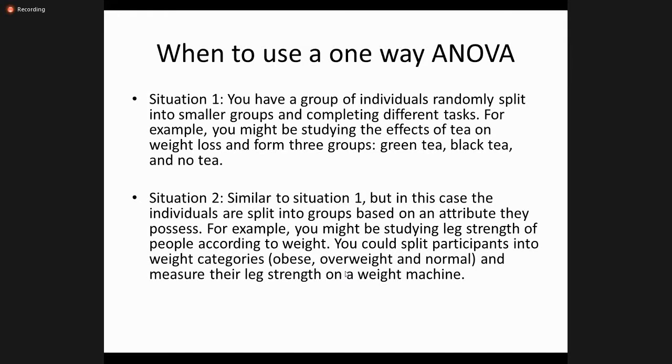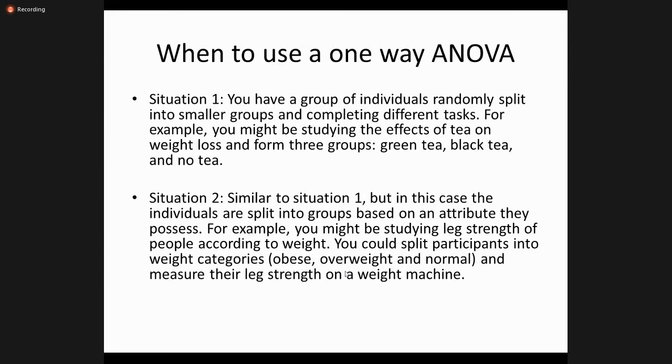When to use a one-way ANOVA? Here is an example. You have a group of individuals randomly split into smaller groups and completing different tasks. For example, you might be studying the effect of tea on weight loss and form three groups: green tea, black tea, and no tea. So here the dependent variable is weight loss, and the three categories are green tea, black tea, and no tea. Then you compare these groups on weight loss.